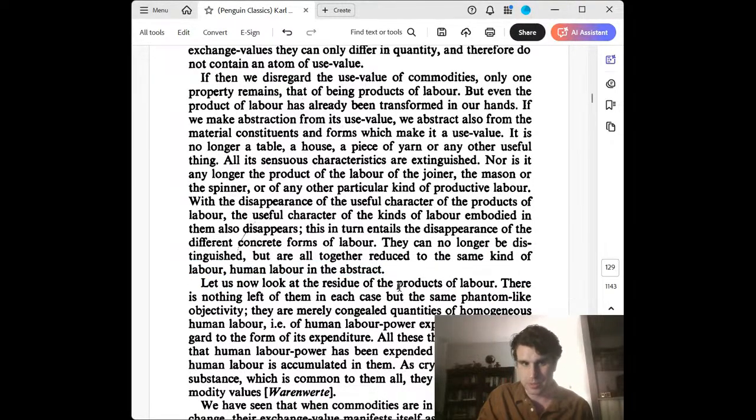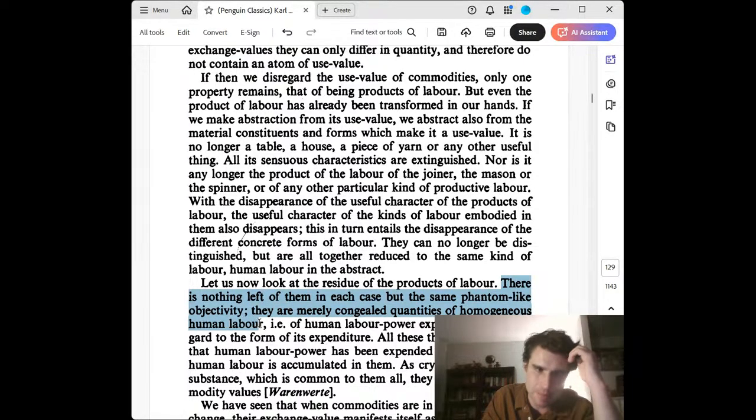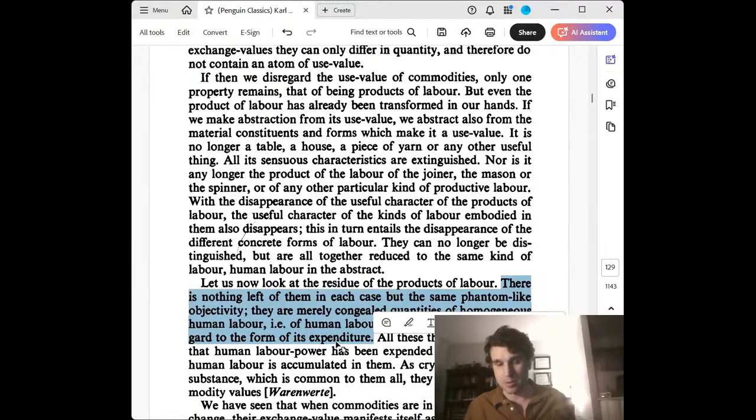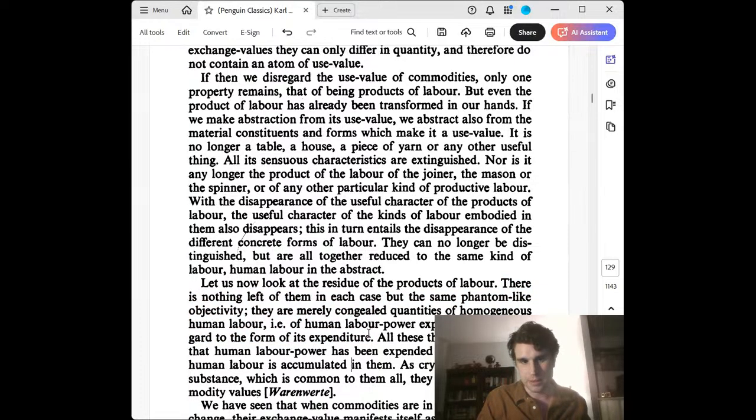Now let us look at the residue of the products of labor. There is nothing left of them, in each case, but the same phantom-like objectivity. They are merely congealed quantities of homogeneous human labor, i.e. of human labor power expended without regard to the form of its expenditure. So just somebody did some labor. It doesn't matter what kind. It's here in this commodity. And it's here, expressed in this exchange value. All these things tell us is that some human labor has been expended to produce them. Human labor is accumulated in them. As crystals of this social substance, which is common to them all, they are values, commodity values.